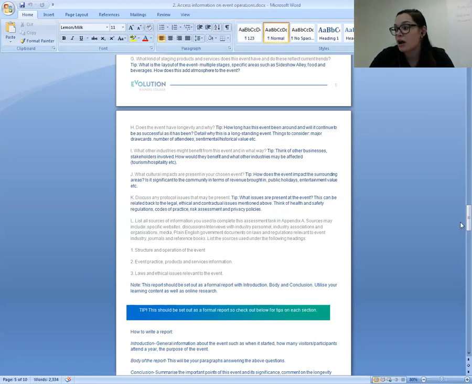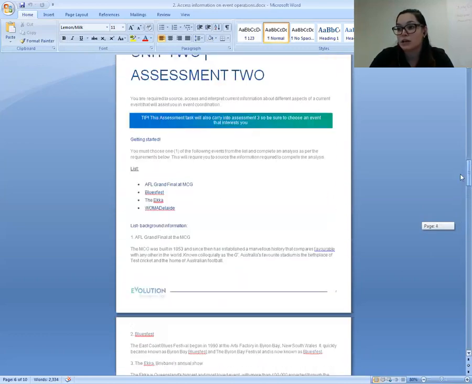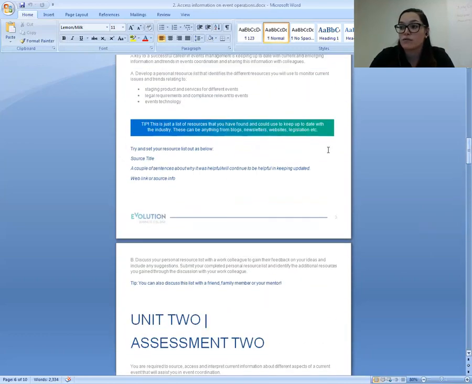Again, in the unit breakdown, I've put through how to write a report as a little tip, and up above, again, if you get stuck on how to do a bibliography, I've also got a very basic little set out here for you.